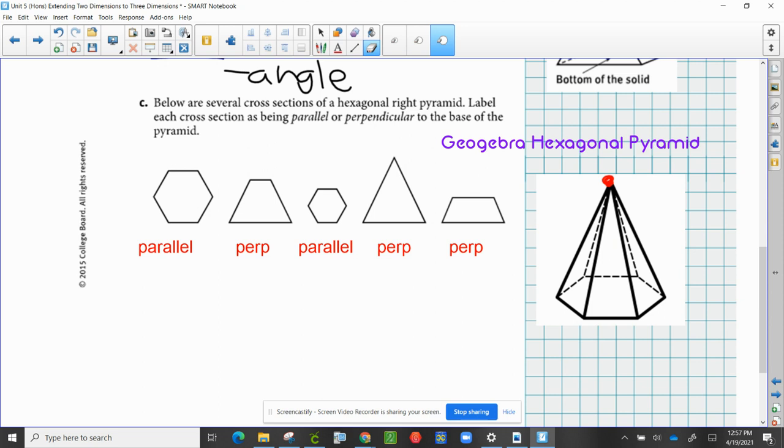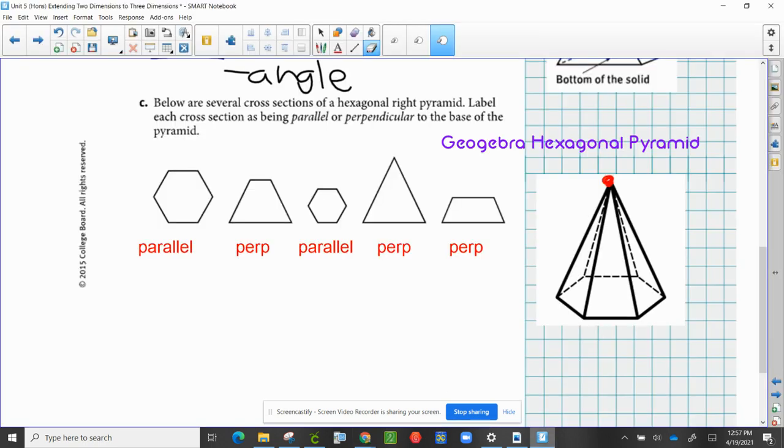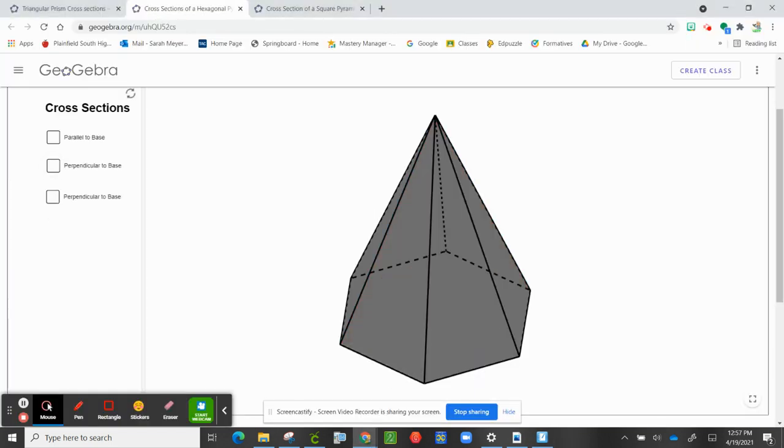So if it's perpendicular, let me go back to our picture so we can visualize this. Perpendicular to the base. So here's one that when we move it, it's going to look like the sides of your hexagonal pyramid, right? So that's why a triangle would be a cross section that's perpendicular. Now the other two are trapezoids. So let me show you how we get that as well.